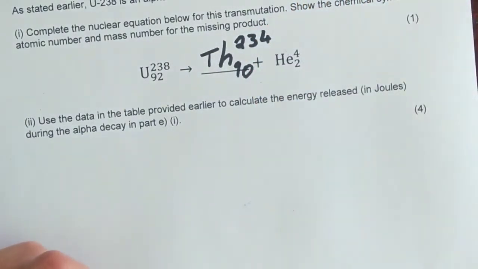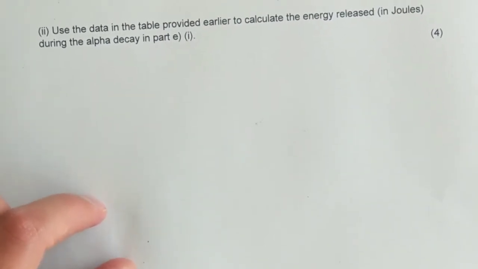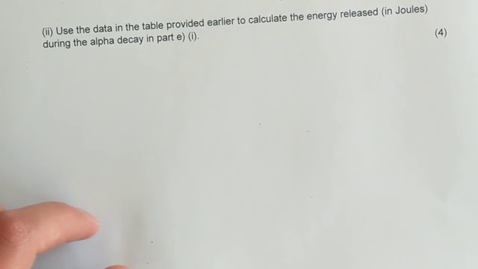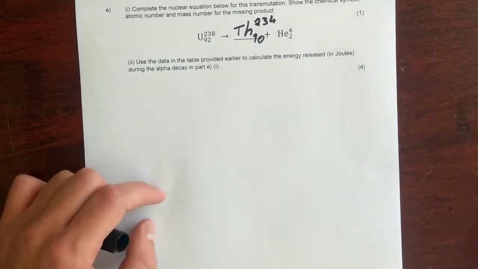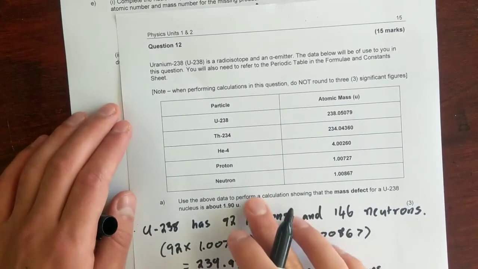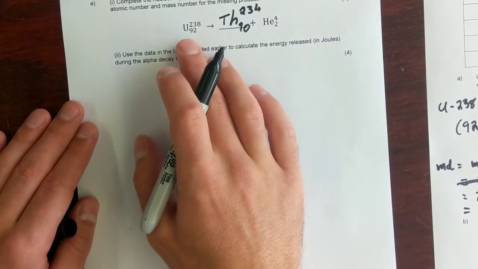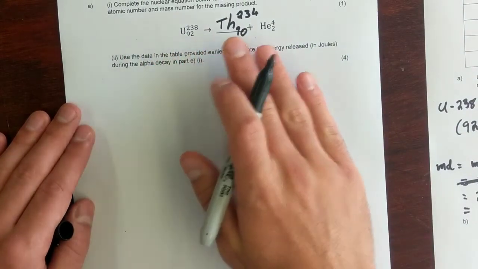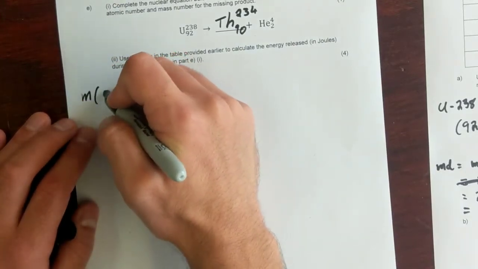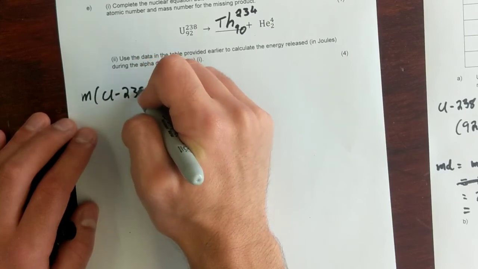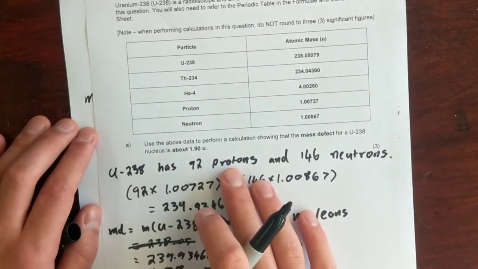234. Now, the second part of this question: use the data in the table provided earlier to calculate the energy released in joules during the alpha decay. Okay, so we need to use the information from this table here, because we need to know what the total mass on the left-hand side and the total mass on the right-hand side is. So the mass of uranium-238, we read that straight off the table, and we get that that is 238.05079.